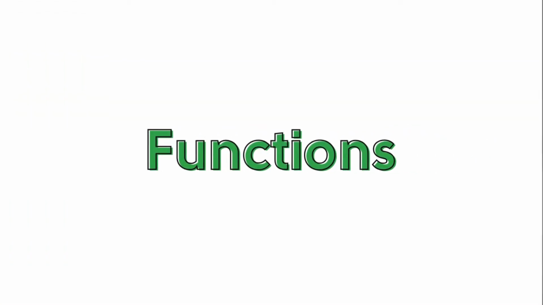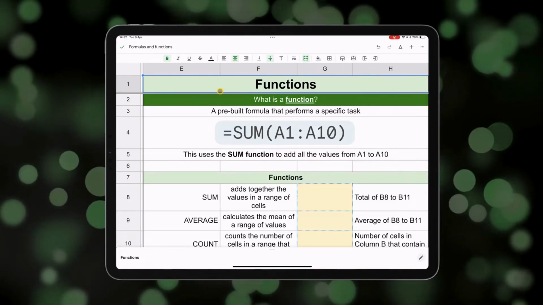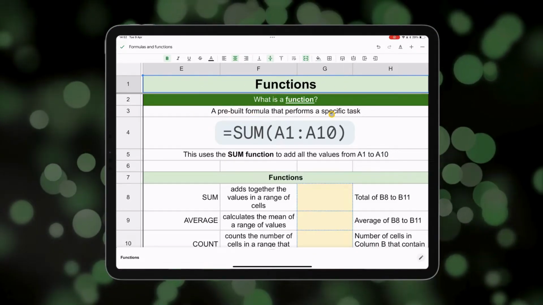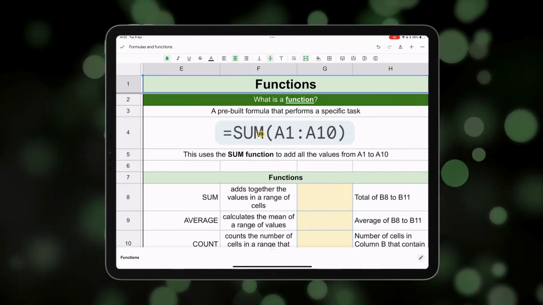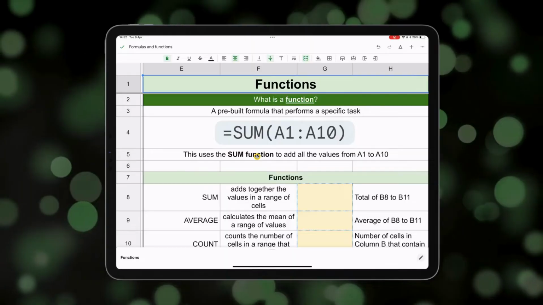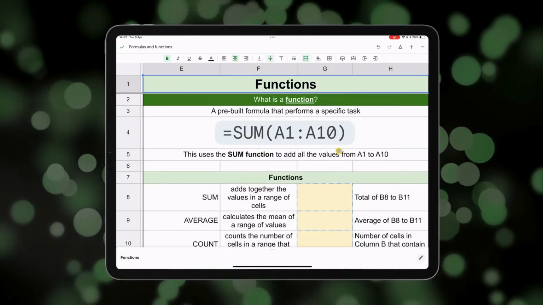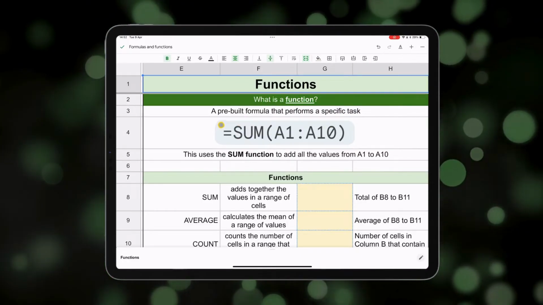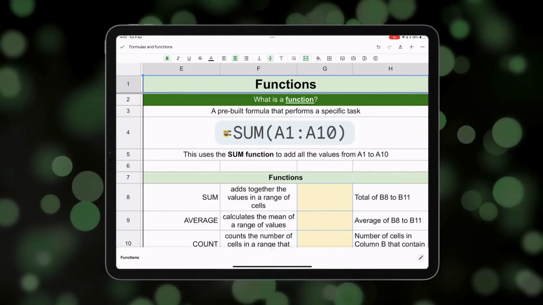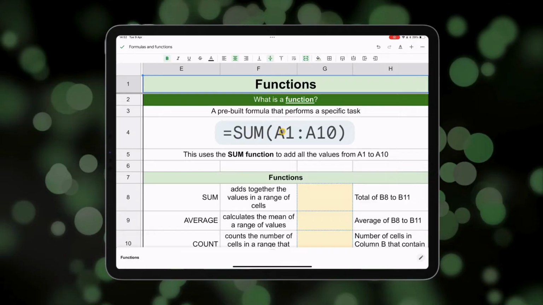Now let's move on to functions. So what is a function? Well, a function is a pre-built formula that performs a specific task. So you might see words in a spreadsheet like sum. Sum is a function that adds values in a certain range. For example, this formula contains a function called sum, which adds all the values from cell A1 all the way up to cell A10. So let's have a look at how that sum function works.